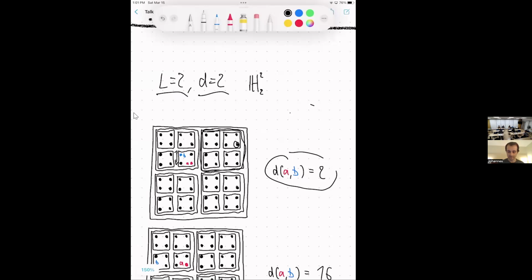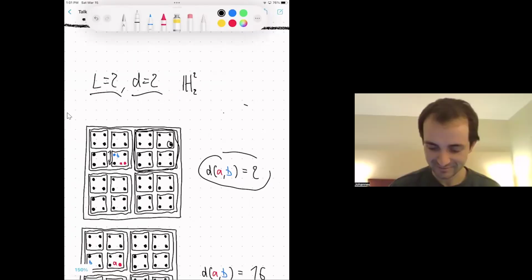So here it's 2, and here the distance, so this should not be 16, but actually should be 4. So it's like the side length of the largest block that contains both A and B.